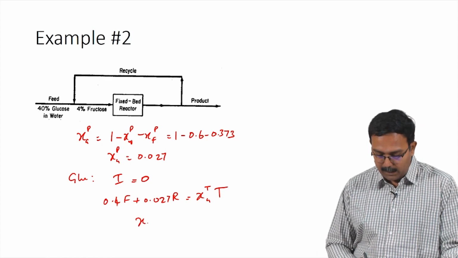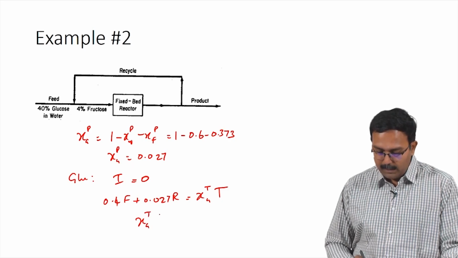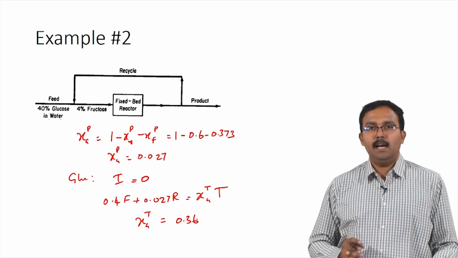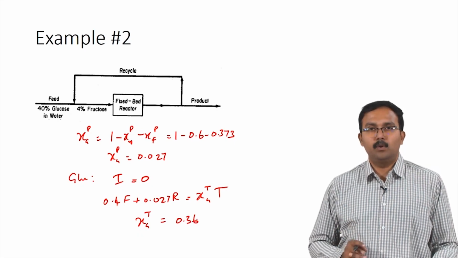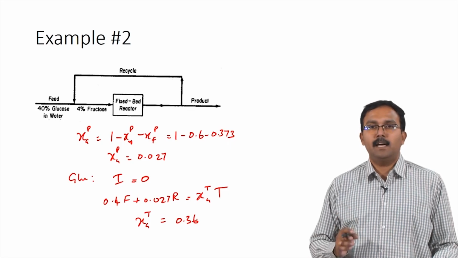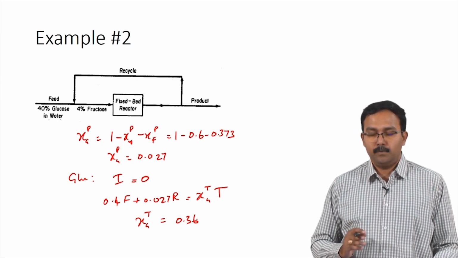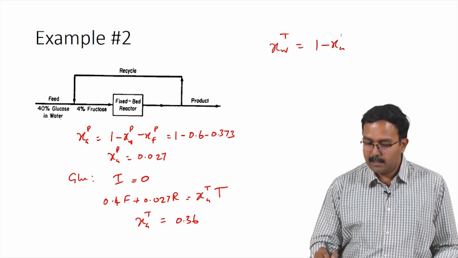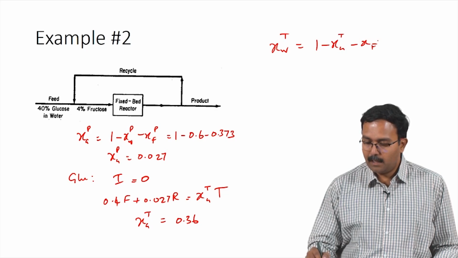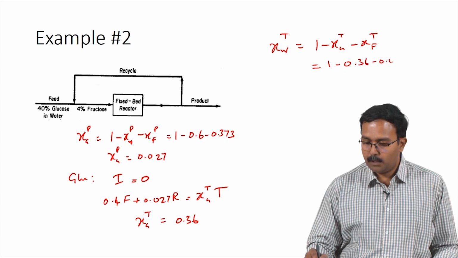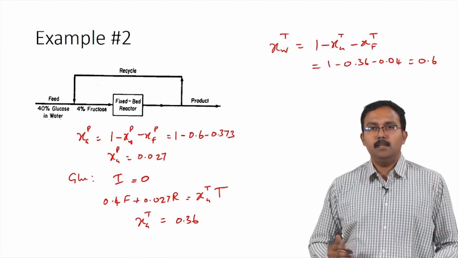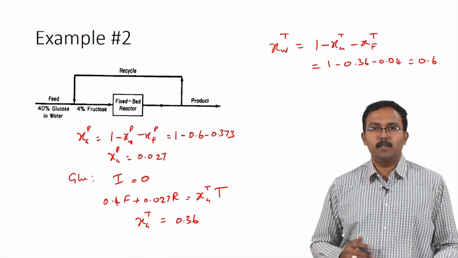We know the values for F, R and T. Substituting those values, we can calculate the mass fraction of glucose in the gross feed as 0.36. As we have the mass fractions of glucose and fructose in the total feed, we can also calculate the mass fraction of water in the total feed. So, XWT equals 1 minus XGT minus XFT, which equals 1 minus 0.36 minus 0.04, giving a value of 0.6.